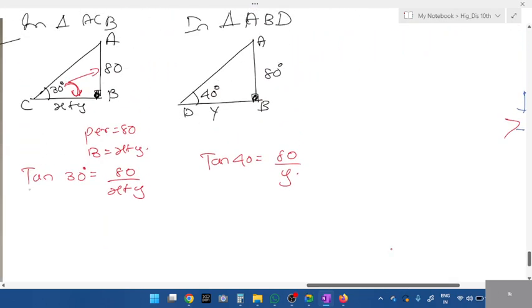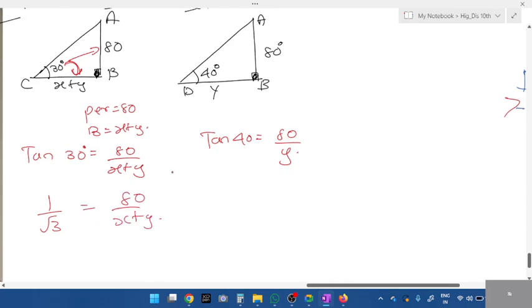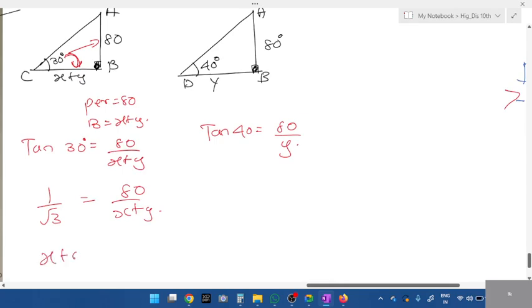Okay, tell me the calculation for tan 30. What is tan 30? 1 by root 3 is equal to this, right? So what is X plus Y, students? X plus Y is equal to 80 root 3. We'll keep 80 root 3 as it is. Now, we'll find the value of Y here. What is tan 40? Look at the table.